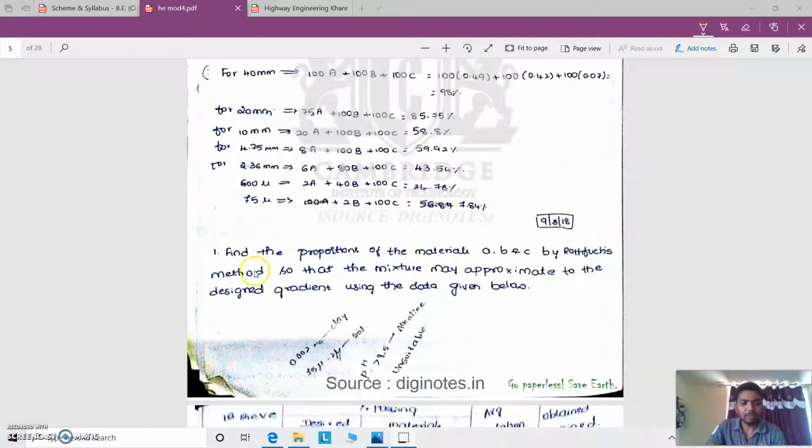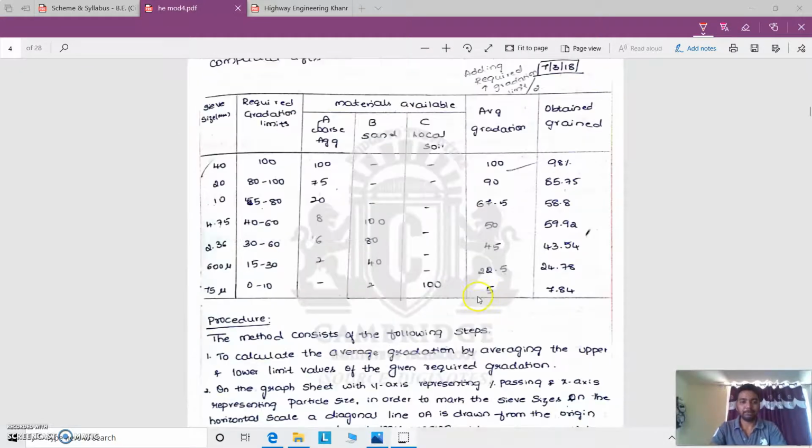In this regard, I will discuss the problems on finding out the percentage of material by using the Rutherford method. The question will be like: find the proportions of the material A, B and C by the Rutherford method so that the mixture may approximate the desired gradation using the data given below. Right? The question will be asked to determine the proportions of materials by using this method, and data will be given like this.